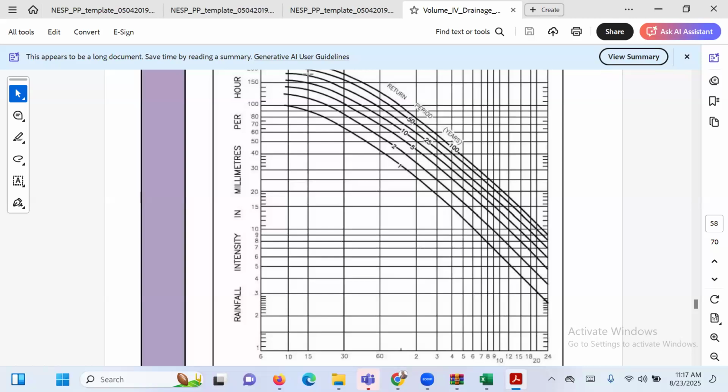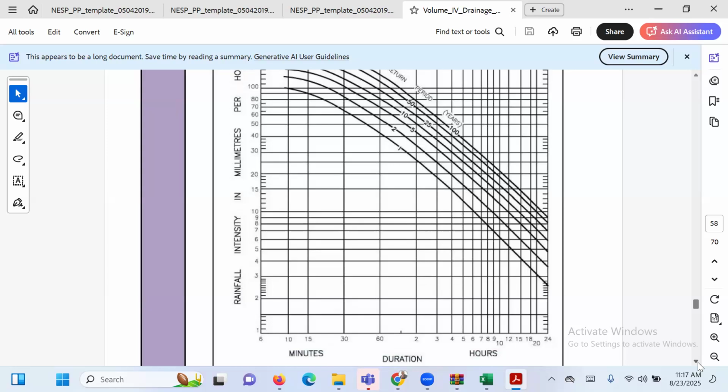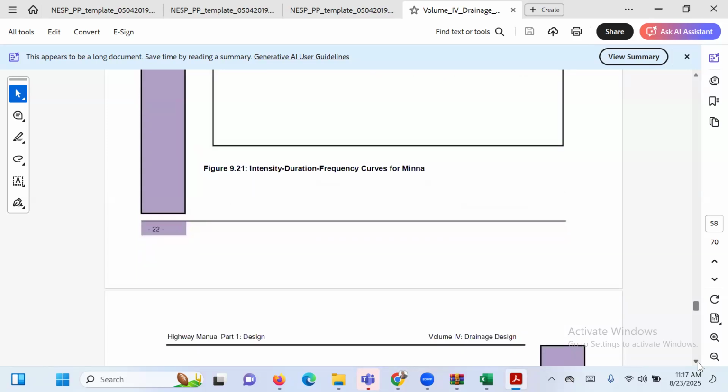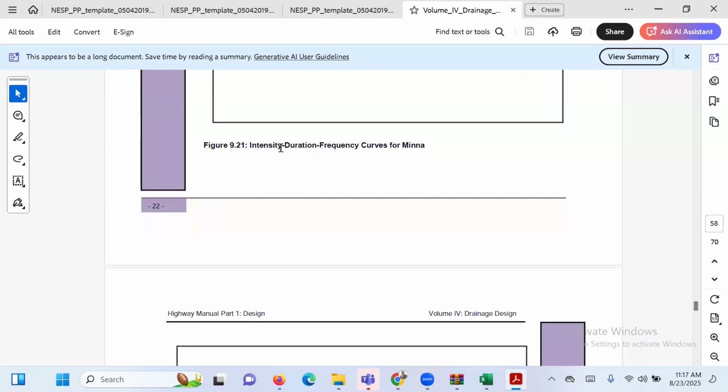But once you start designing for a high return period, then your sewer sizing will become very big and massive. So one needs to be careful. That is where engineering comes in. That is where you, the consultant, need to know what you have to use so that you get it right. So this is how to use the intensity, duration, frequency curve.